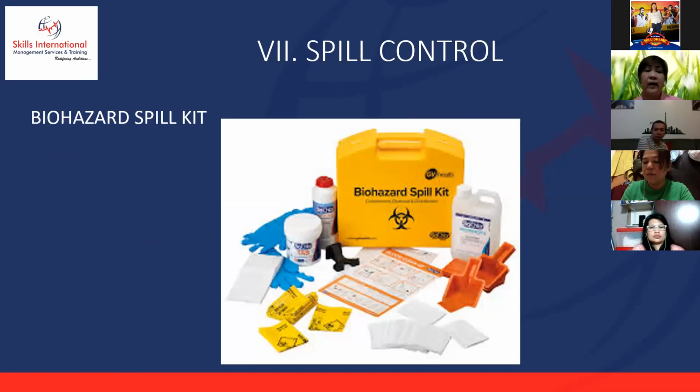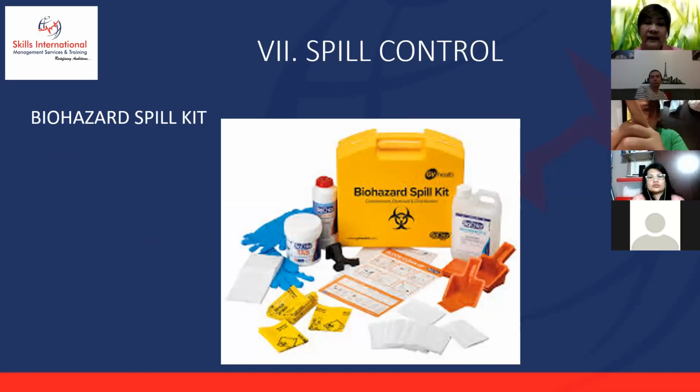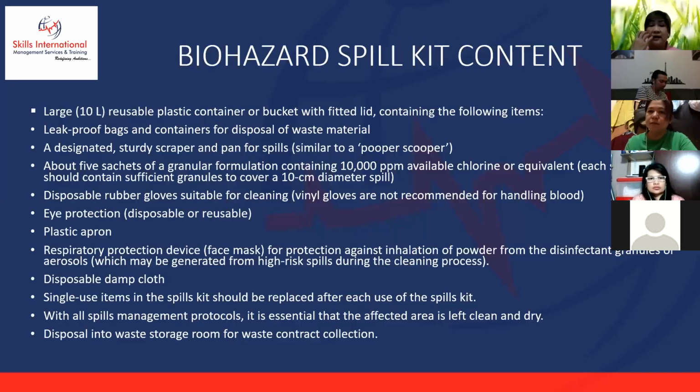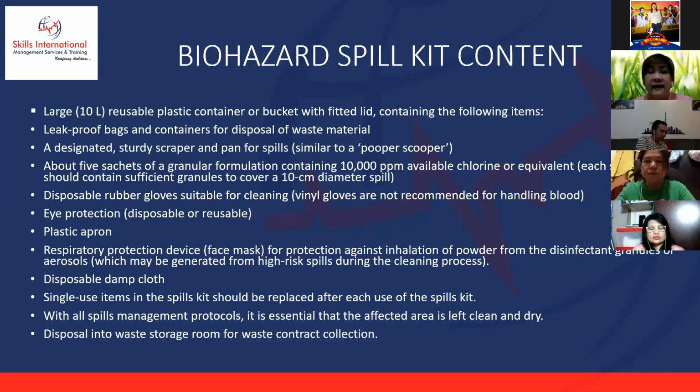This is the biohazard spill kit. As I told you, just like this one, it could be mounted on the wall. These are the contents of a biohazard kit. You will see we have the gloves, we have the scraper, we have the PPE. All of these are contents of a biohazard spill kit. So we have to enumerate what the contents of a chemical or blood spill kit are.